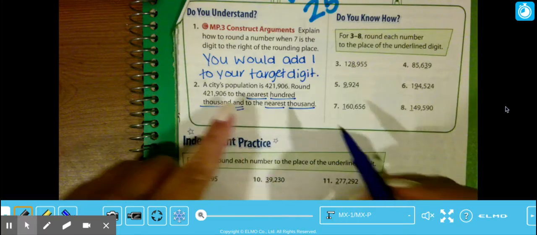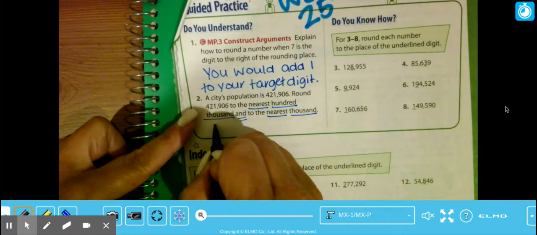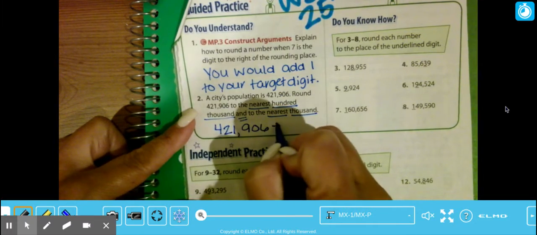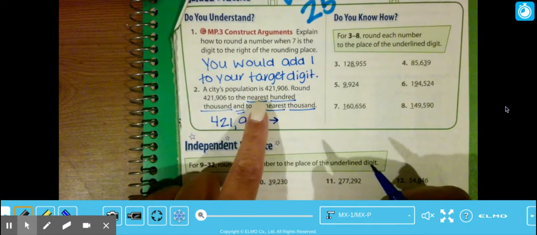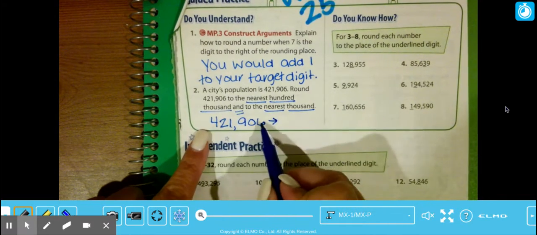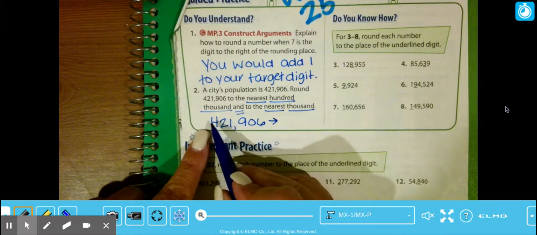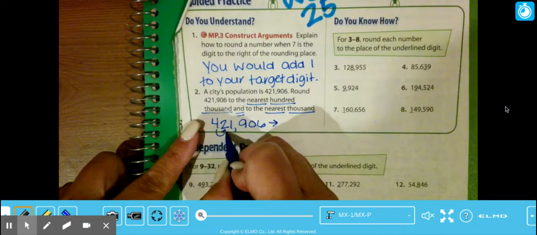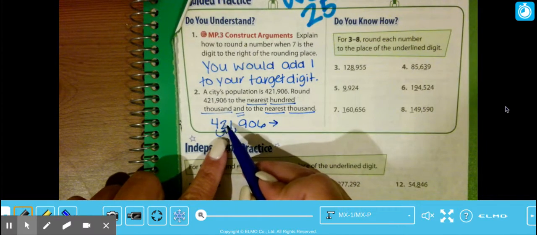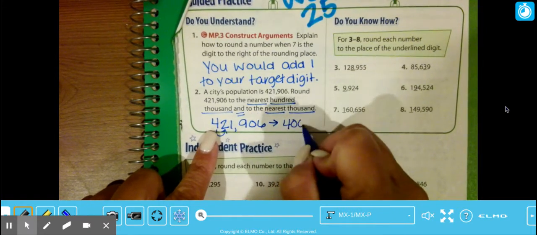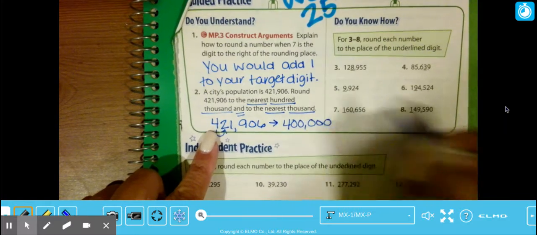All right. So I just want to rewrite the number, 421,906. If I'm rounding this to the nearest 100,000, first I want to find that place. Ones, tens, hundreds, thousands, 10,000s, 100,000s, it's the 4. I'm now going to look to the right. I'm going to say my poem: 5 or more, add 1 more, 4 or less, let it rest. It's a 2. So I'm going to let my 4 rest. So it would round to 400,000.